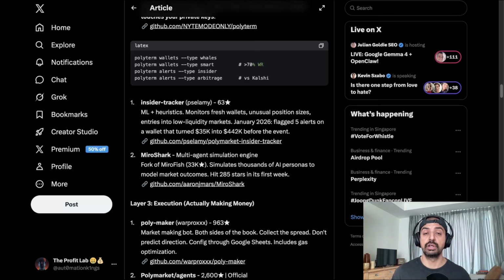Now, this could be based on a lot of information. It could be based on whale wallets. It could be based on trading patterns that don't really fit the market sentiment, or it could be looking at insider information. Who knows? The point is you have that data. And what's interesting here is that in January 2026, it flagged 5 alerts on a wallet that turned $35,000 into $442,000 even before the event went live.